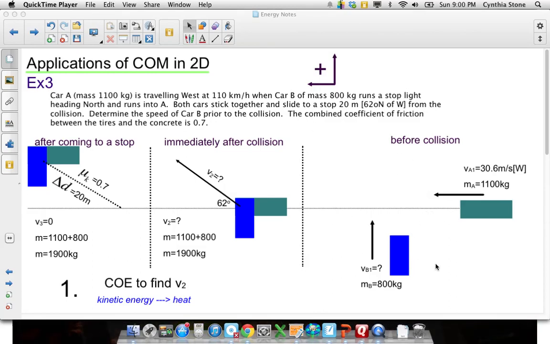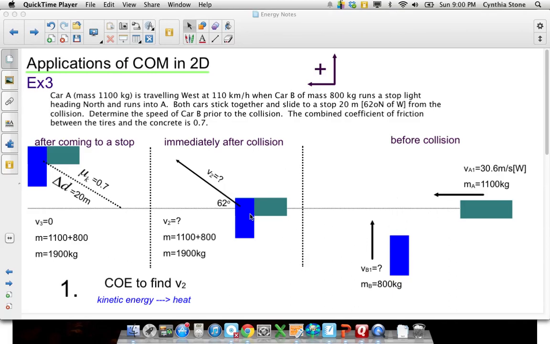Looking at my picture, here's before the collision. There's the blue car, which is going to run the stoplight. This one's going 110, so speeding a little bit probably. That's 30.6 meters per second, especially if you're on Highway 8 or something. On Highway 7, you should only be going 80. Anyway, you're driving this way, 30.6 meters per second west. And car B, we don't know how fast, but they run right through their stoplight.